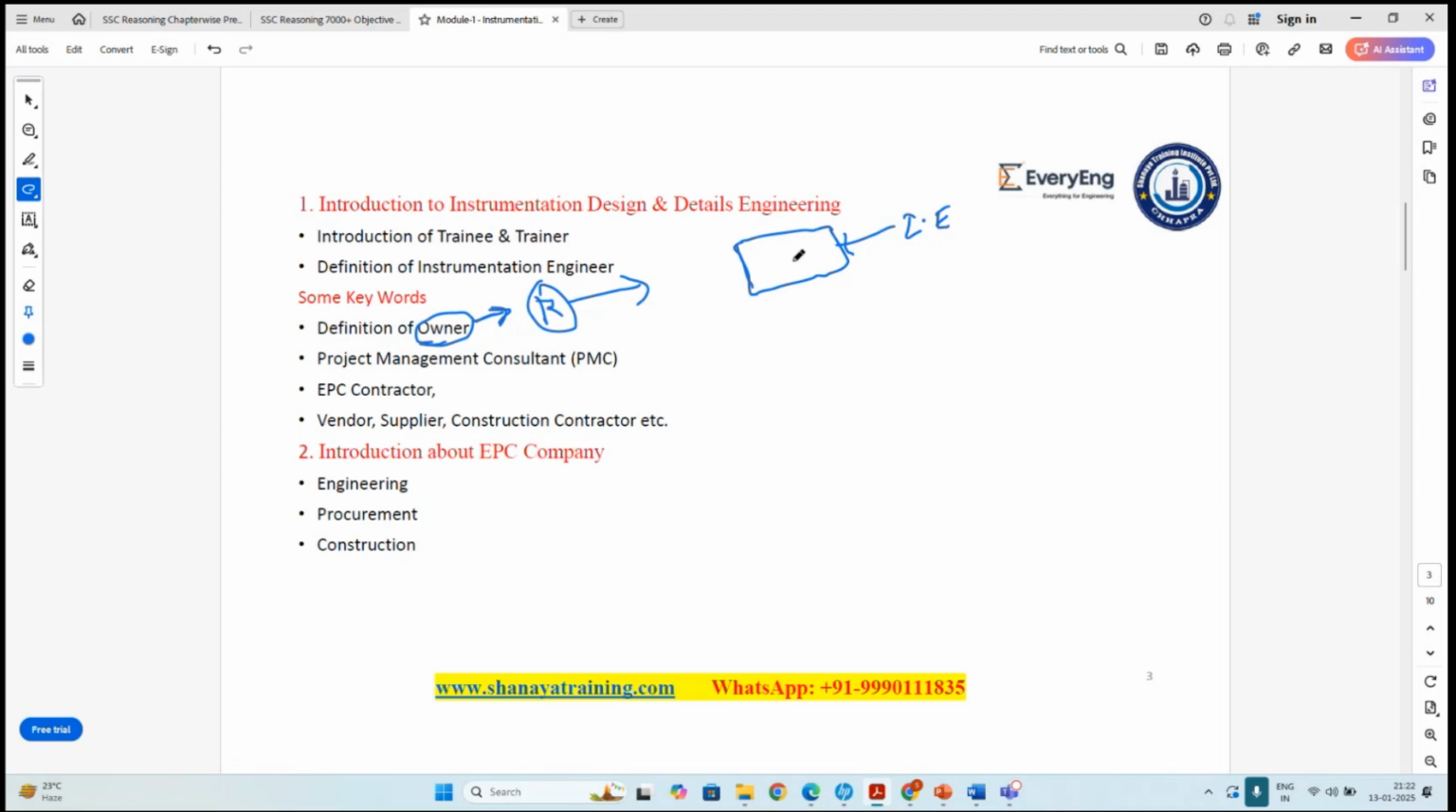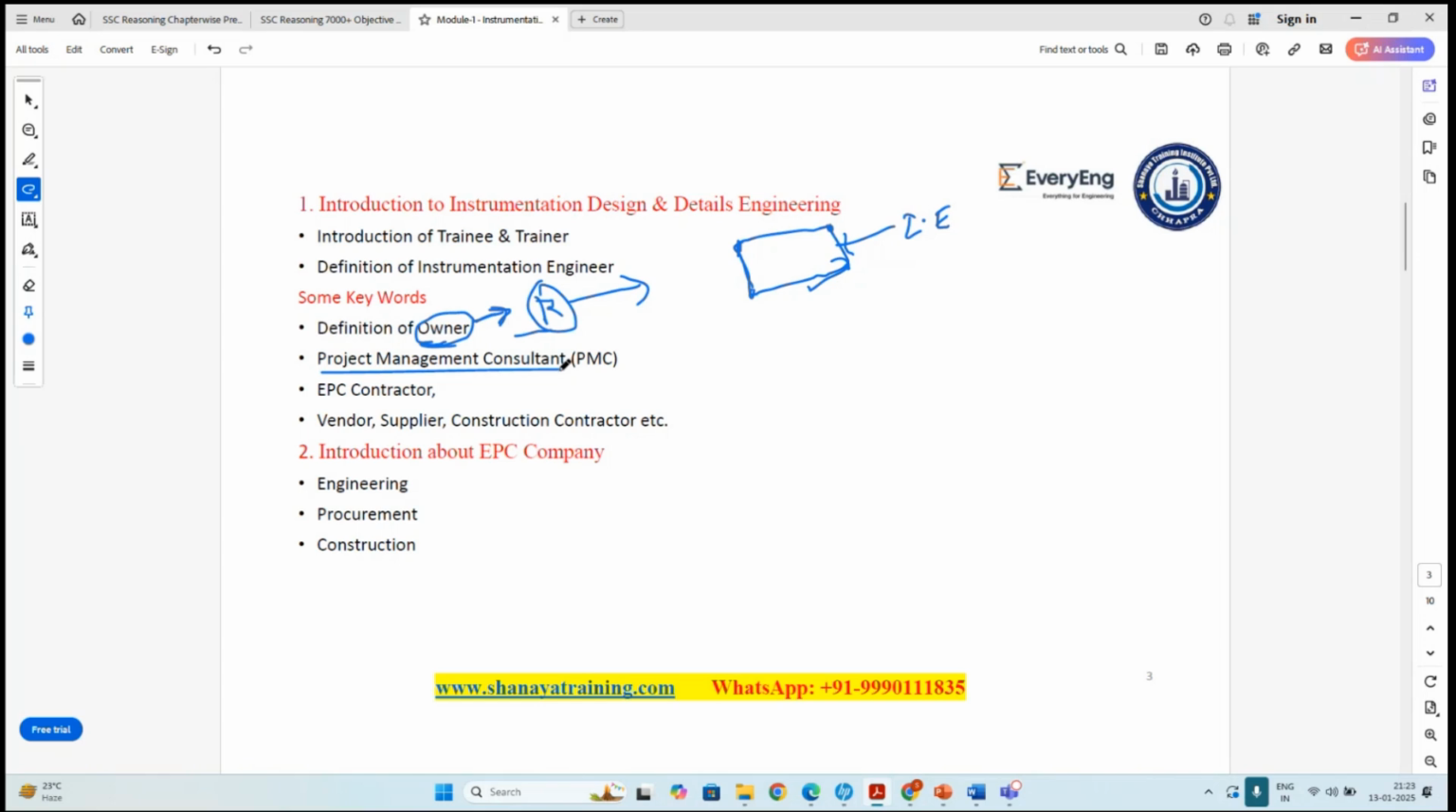He will guide you on how to plot, how to make the design of the house, how to make the construction pillars, the concrete and the reinforcement requirements, and the drawing and architectural requirements. All those things will be clarified by the civil engineer. Similarly, the owner is not going to set up the project by himself. First, he needs some consultant, so he will choose a consultant. That consultant is called PMC, that is Project Management Consultant.